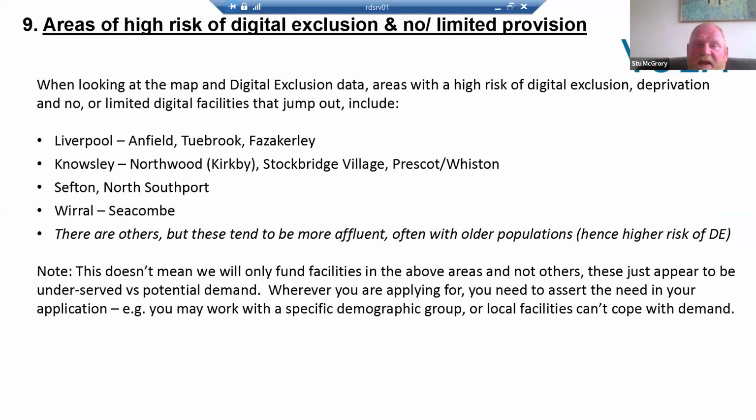That's just saying, look, places that stick out on the map where it doesn't look like there's a lot of provision are digitally excluded. But like it says at the bottom, it doesn't mean we'll only fund things in those areas or in a massively digitally excluded area. You need to explain why there's the need. You might work with a particular client group who won't go to the local library or the local community centre because of whatever particular circumstances they have. You just need to explain that in your application.